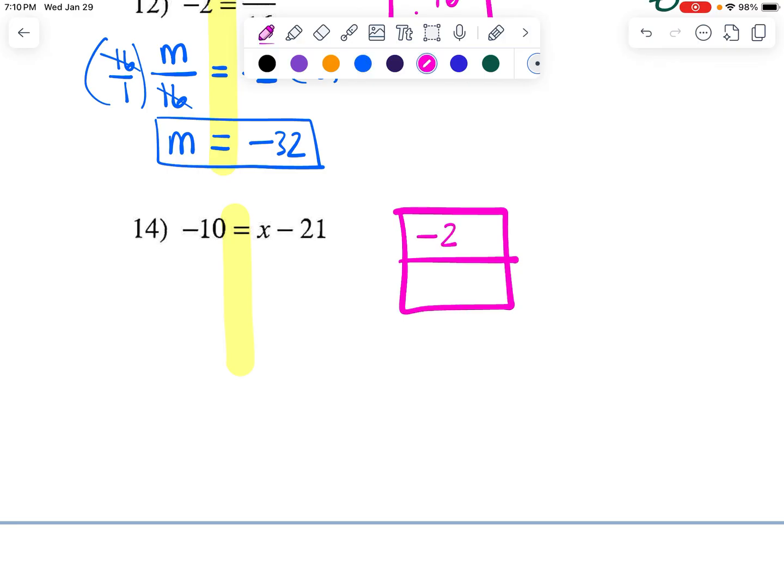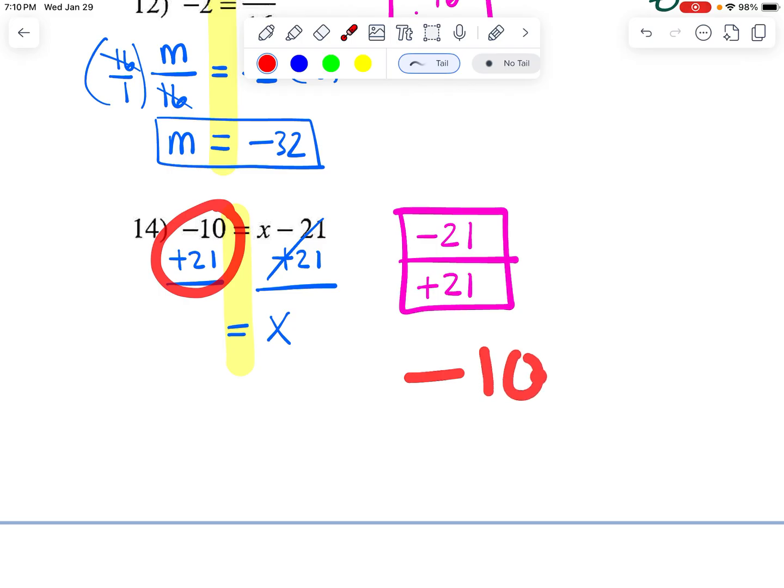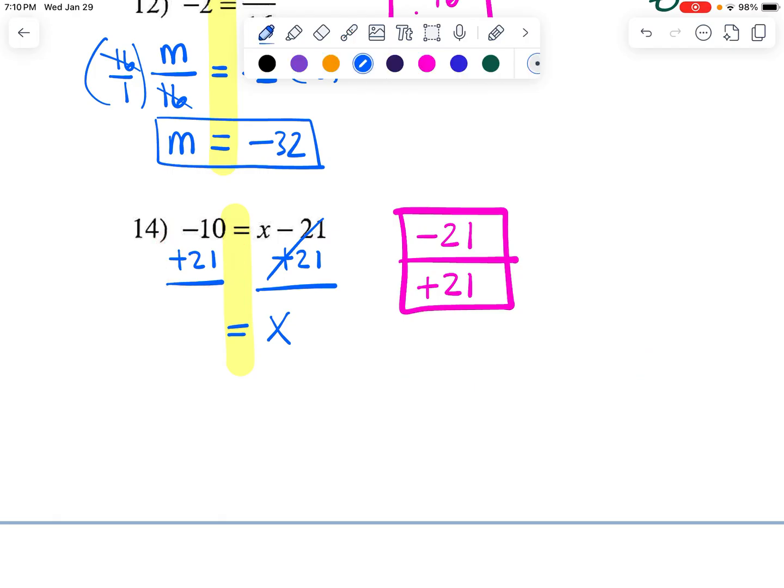All right, 14. X is being subtracted by 21, which means we need to add 21. So add 21 to the right and add 21 to the left. As you can see, you see the minus plus, it cancels, leaving us with X. And then over here, you have negative 10 plus 21. That's rule number 2, which means you would subtract and you would have more positive, so X equals 11.